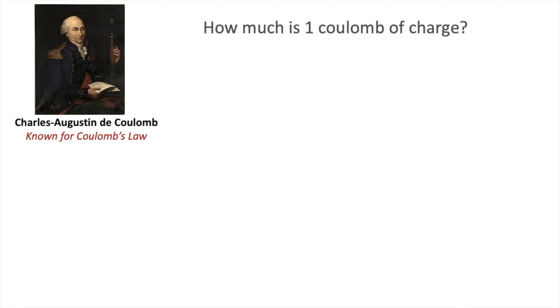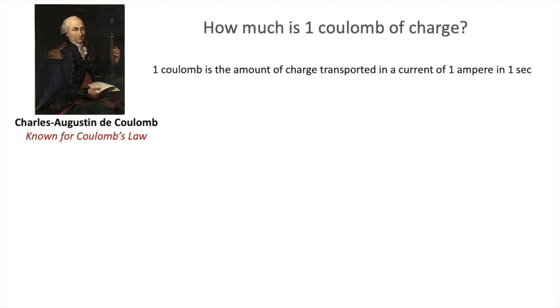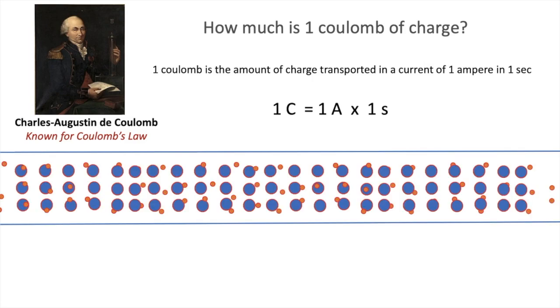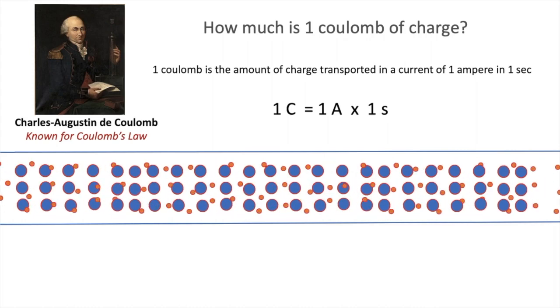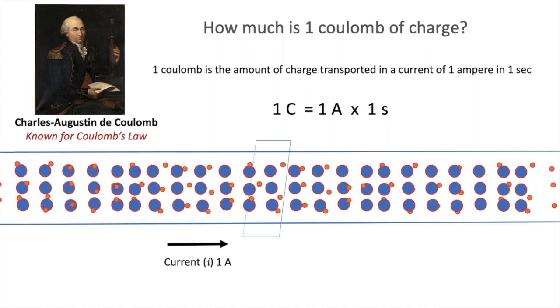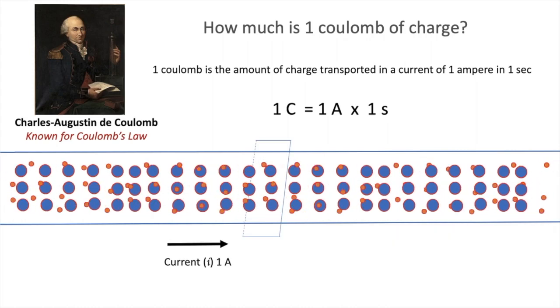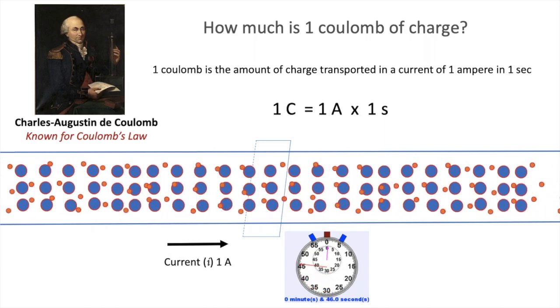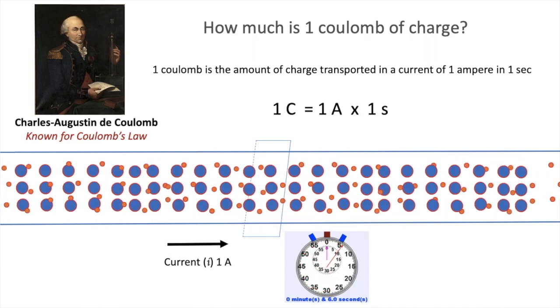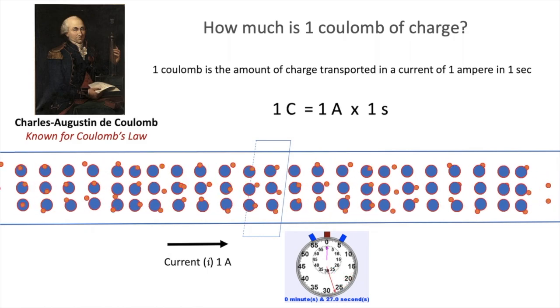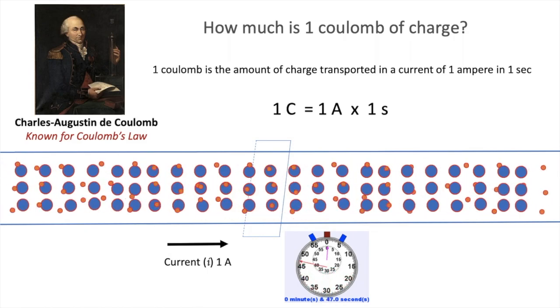The next thing we want to consider is the definition of 1 coulomb. How much is 1 coulomb of charge? The way 1 coulomb of charge is defined is that it is the amount of charge that gets transported in a current of 1 ampere in 1 second. What that means is if you had a wire conducting 1 ampere of electric current, and you timed it with a stopwatch for 1 second, then exactly in 1 second, 1 coulomb of charge will be transported through that wire.